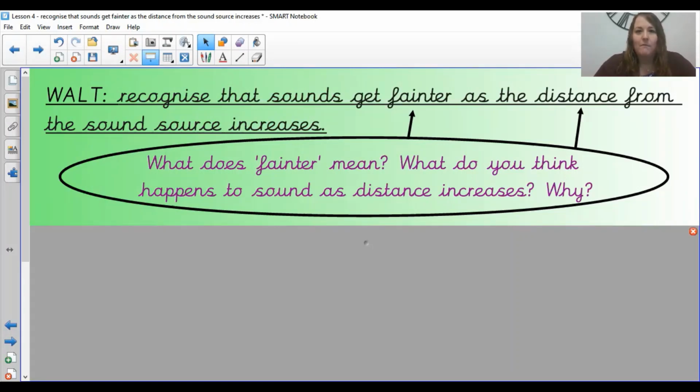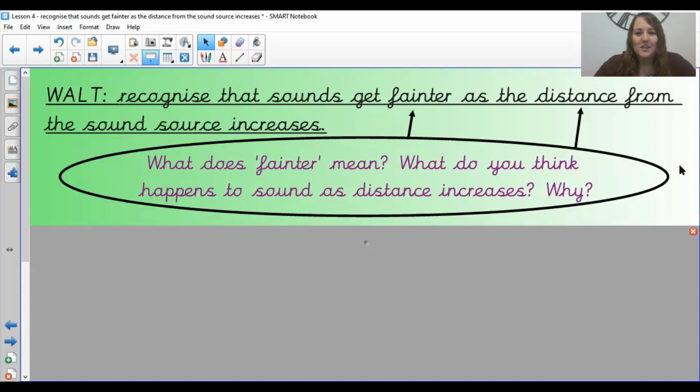Have you heard of that vocabulary before? And what do you think happens to sound as distance increases? And why do you think this? So you can pause the video now and have a think about those questions. Doesn't matter if you're not sure at the moment, because that's what this lesson is about. And then we'll come back in a second for the learning bit.